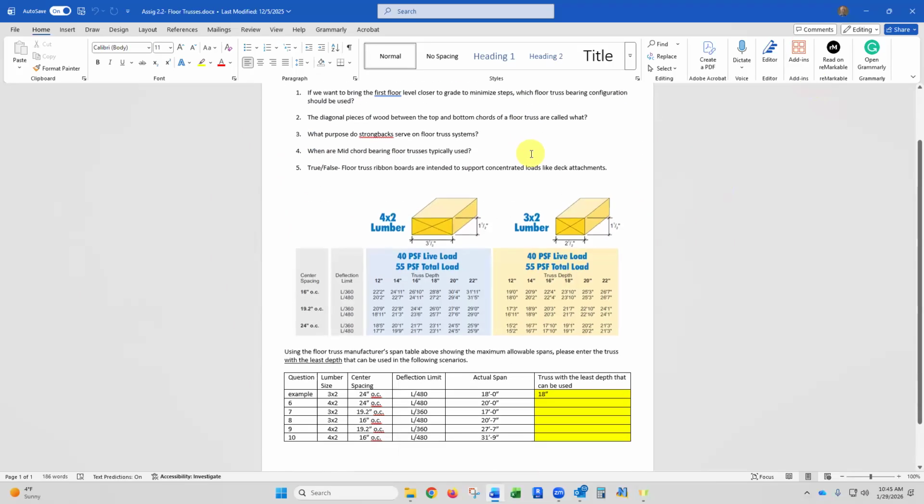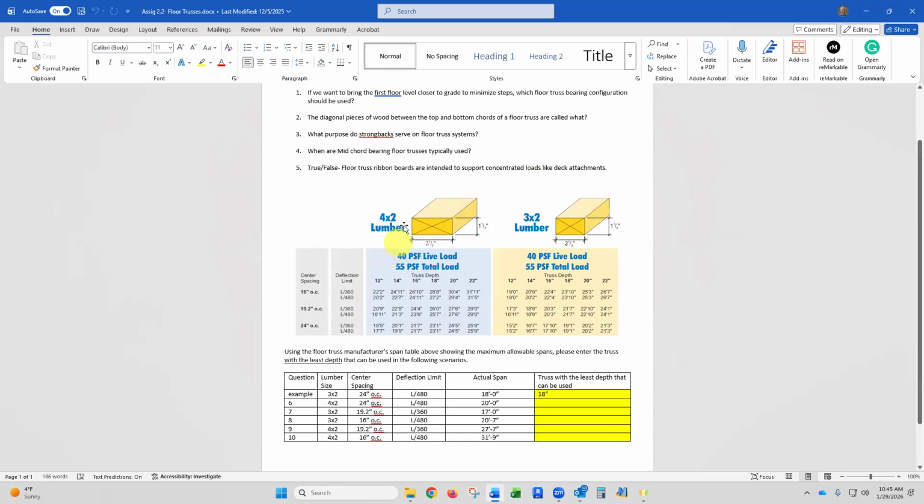But now we've got the same thing going on where I'm asking you to pick a floor truss depth for an actual condition. And it's a similar concept, but again, by making it so easy for you, it really requires you to do everything right. Otherwise, you're going to end up with a floor truss that's not the right size or a floor joist that's not the right size.